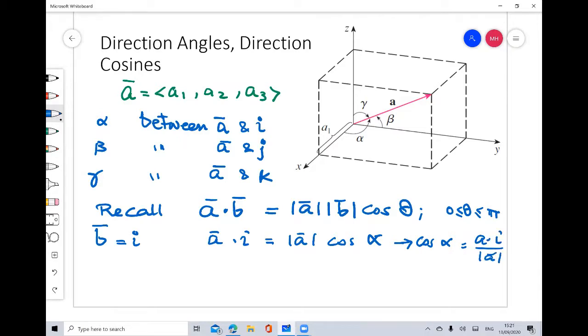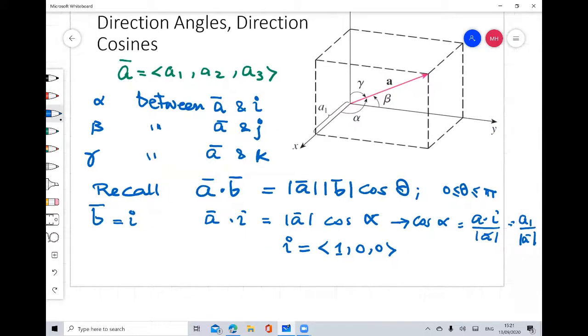Now I need to simplify more. I know that this i is the vector defined by the components 1, 0, 0. If I do the dot product of A with this i, I multiply A1 times 1, plus A2 times 0, plus A3 times 0, which I'll end up with A1 over magnitude of A. But this is the formula for the angle alpha.